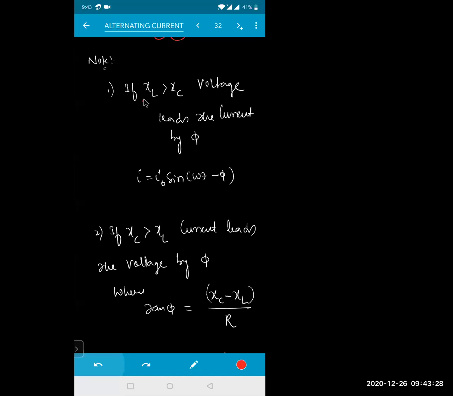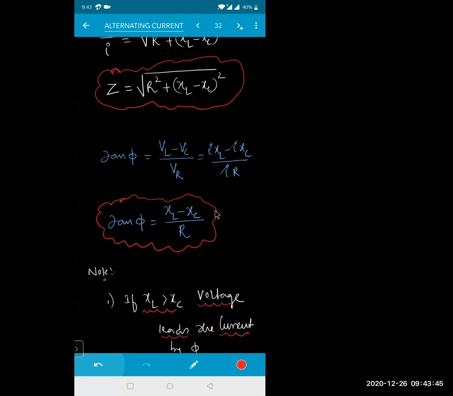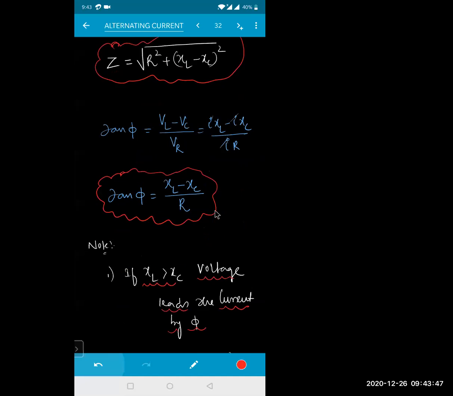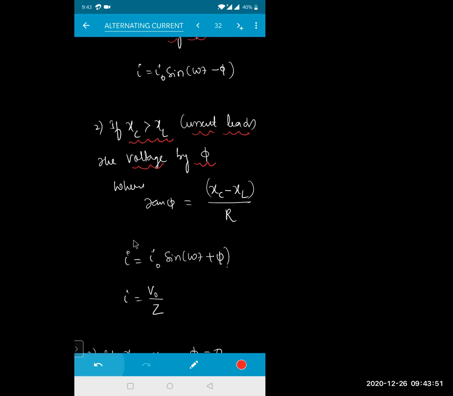So if XL is greater than XC, voltage leads the current by phi. In the same way, if XC is greater than XL, then current leads the voltage by phi. Current leads the voltage by phi. So I is equal to, here current is leading, so what can we write here?